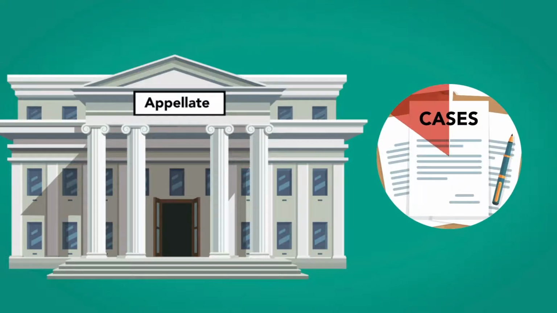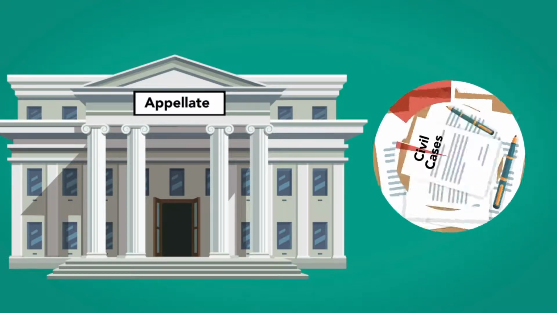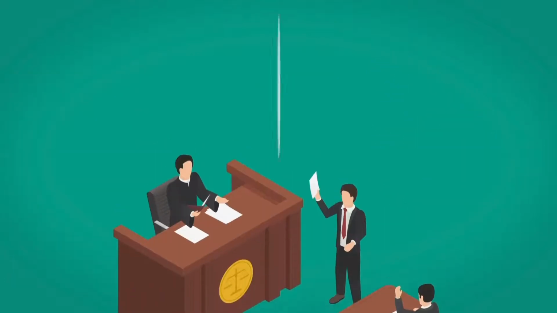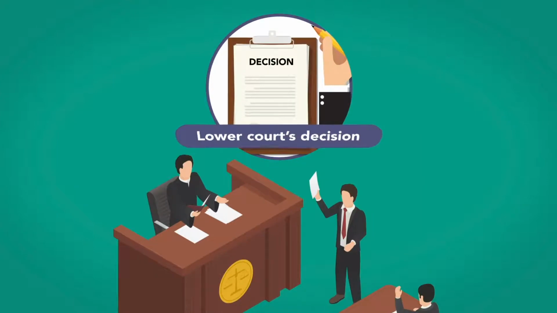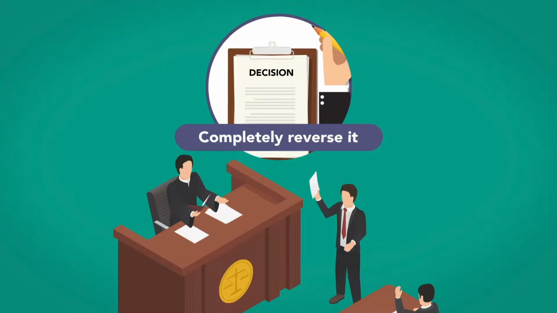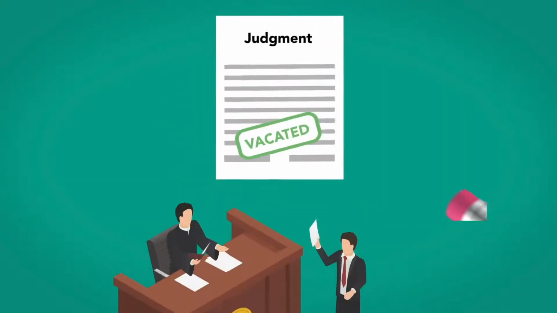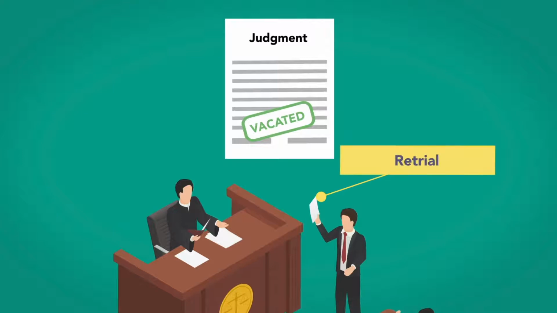About 15% of cases of any kind are appealed. Only about 9% of appeals of judgments in civil cases are successful. In the end, the appeals court can uphold a lower court's decision, uphold it in part and reverse it in part, or completely reverse it. If the case is reversed, the appellate court can vacate that part of the judgment or remand it back to the lower court for a retrial on those issues.